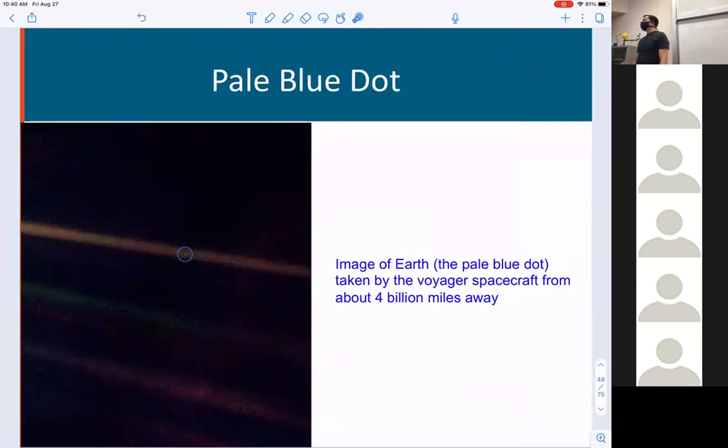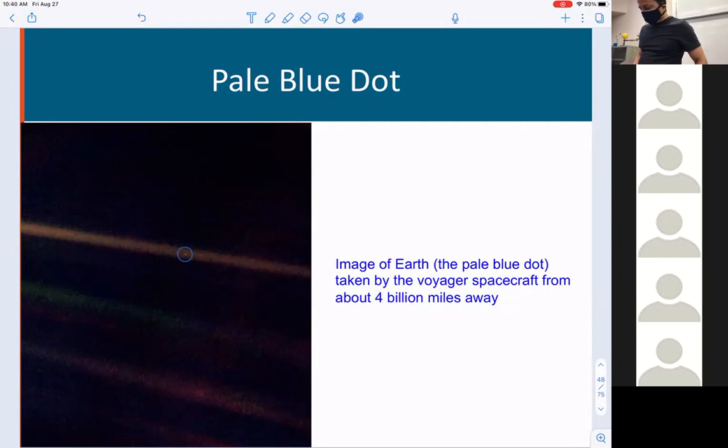Yeah. All right. Since we're getting all philosophical here, this is the pale blue dot image. Have you guys heard of this before? I've heard Carl Sagan speak on it 1,000 times. Yes. There used to be an astrophysicist named Carl Sagan.